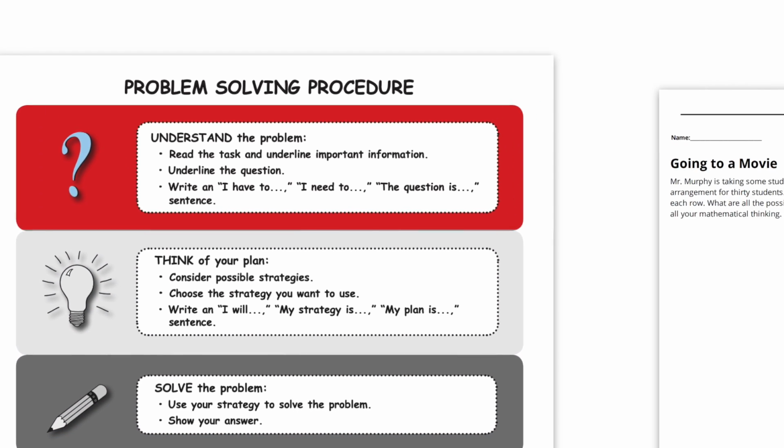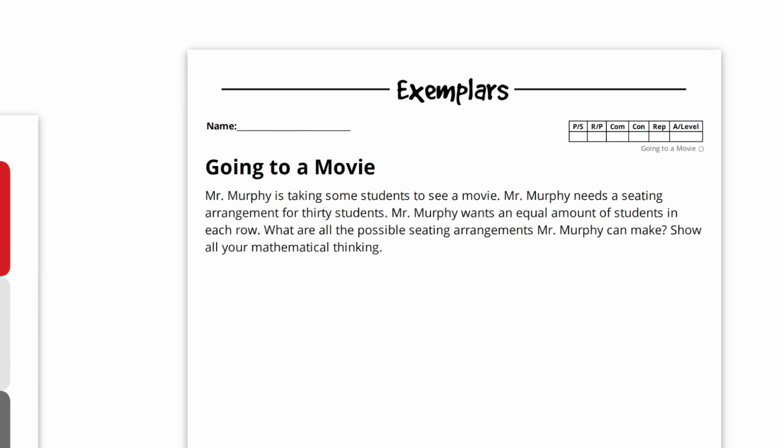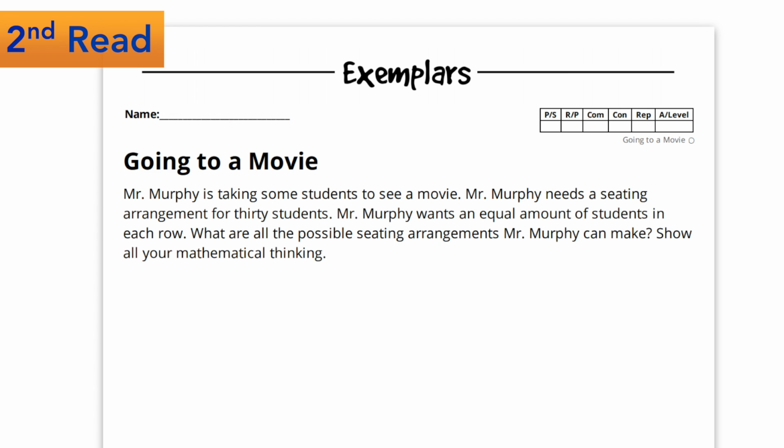To do this, let's start by reading the task three times. For the first read, just try reading for understanding. What is the task about? What seems to be going on? Take your time. For the second read, determine what numbers are in the task.